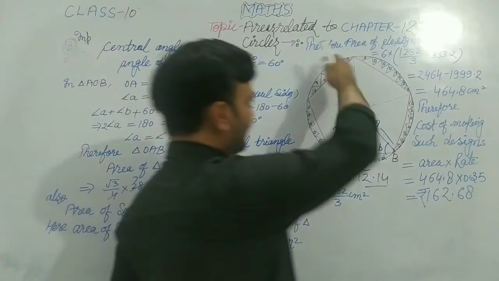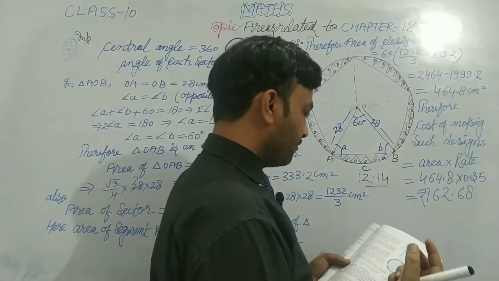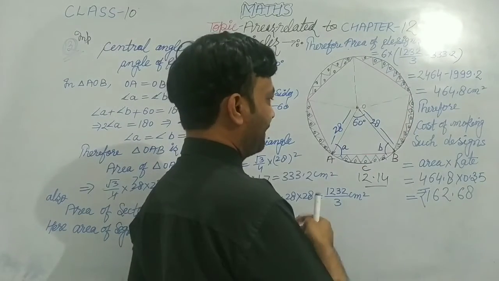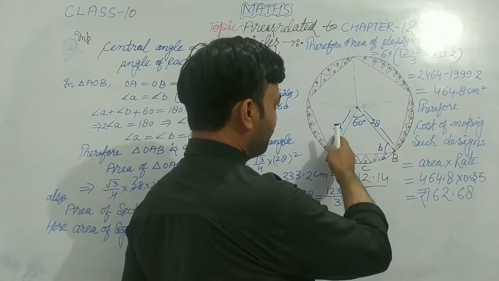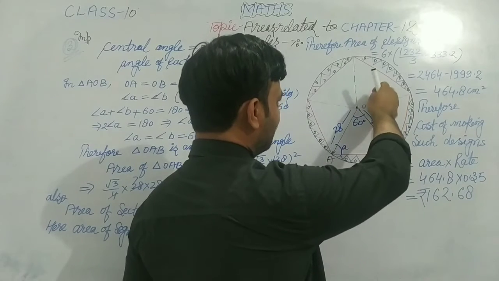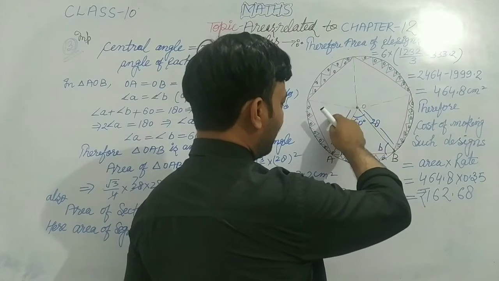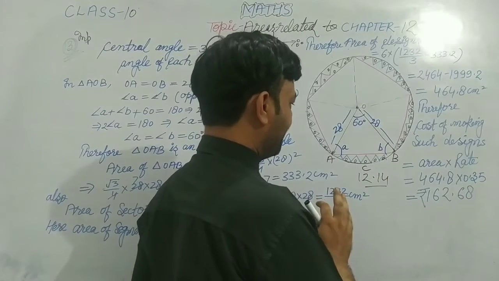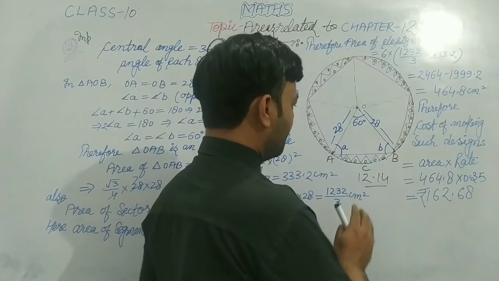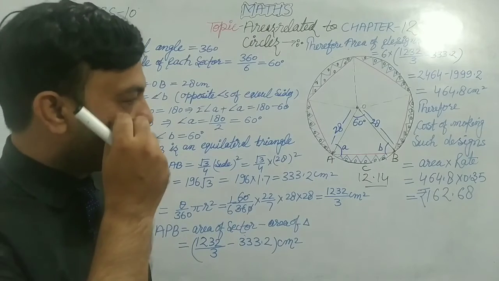So we have a design here, a circle. In the circle we have 6 equal designs, 1 2 3 4 5 6, and the radius of each design is 28. If we join all the designs, then we get 6 sectors from the center, and the radius of each sector is 28 centimeter. So what we need to do is find one design, and thereafter multiply by 6 to get the area of all 6 designs.